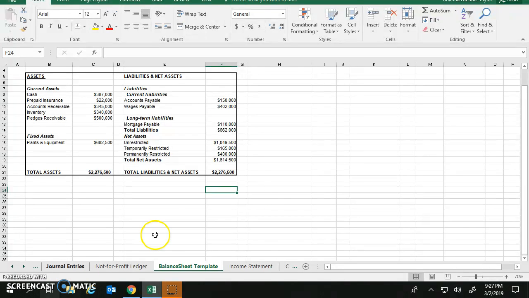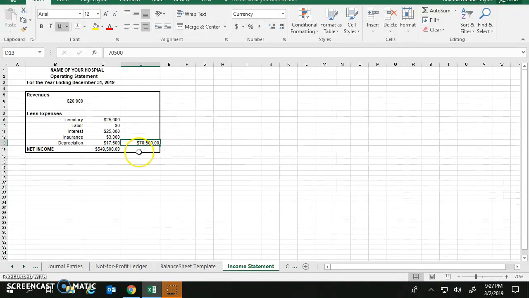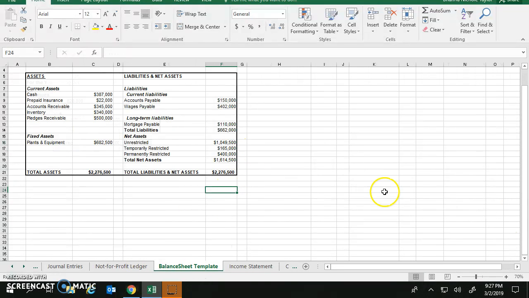Of course, we know our revenue minus expenses would be our net income, so we're going to use this value for that. So we're going to do 500,000 plus 620,000 minus our 70,500, and that's going to get us our unrestricted net asset.